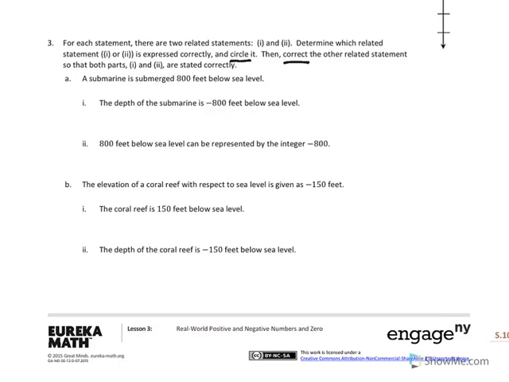The second one says 800 feet below sea level can be represented by the integer negative 800. Well, that's correct. So this is correct because it talks about negative 800 just being an integer and that it's being represented. So really, this is the part that we're looking at right here. 800 feet below sea level. And that is a true statement. So we can say that is true. And then we look at the second part of that statement where it talks about the integer for below sea level would be negative 800. That is also correct. So this one is a correct answer.